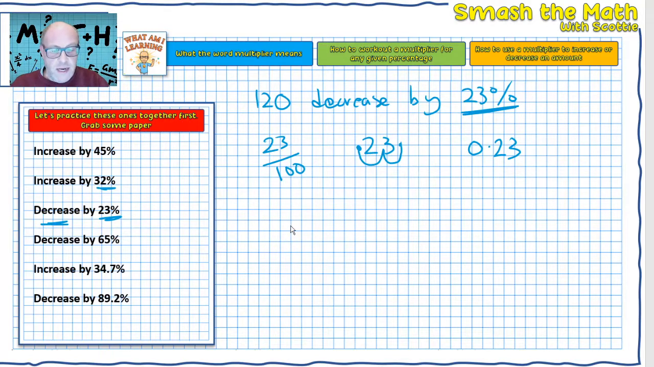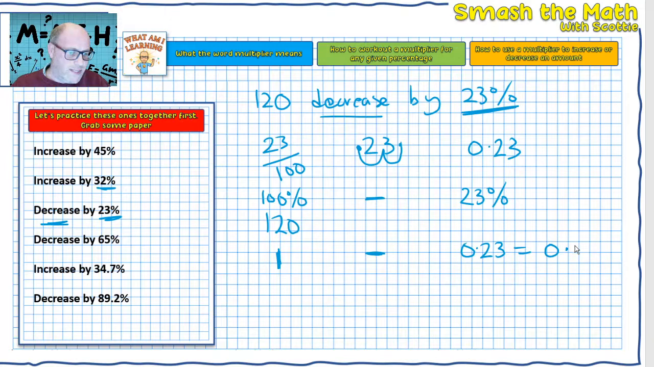Now the difference here now is because we're decreasing. If you think about it, I've got 120, which is the whole thing. And I'm taking away, because I'm decreasing, by 23%. Okay? So 100% is 1 as a multiplier. Take away 23% as a multiplier. Okay, so that's 1, take away 0.23. You can do that in your calculator, but that is 0.77.